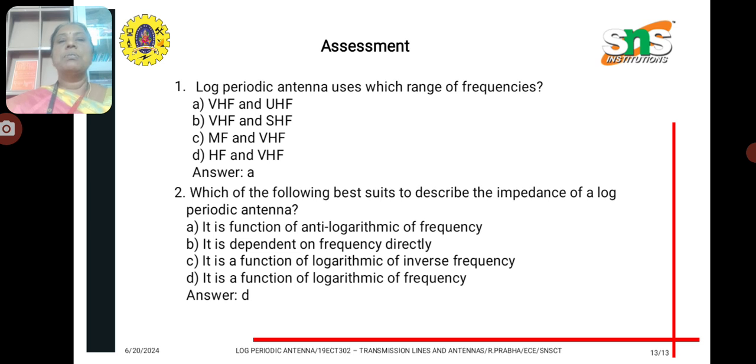So now the assessment: log periodic antenna uses which range of frequencies? We know the answer is A, it is VHF and UHF. And the second question: which of the following best describes the impedance of a log periodic antenna? The answer is that it is a function of the logarithm of frequency, so that it is called a log periodic antenna.